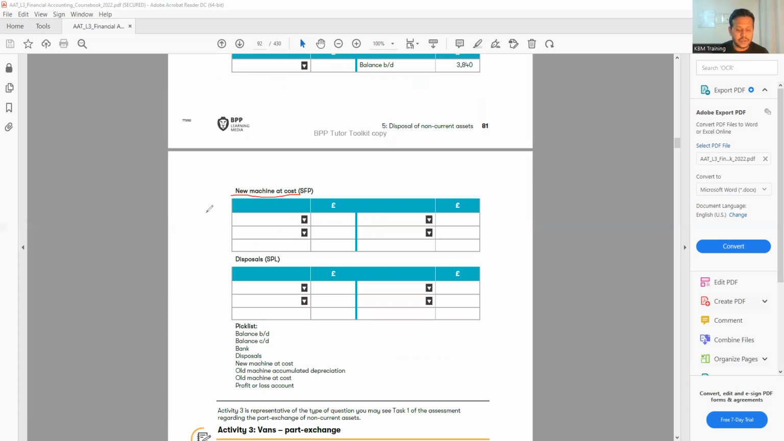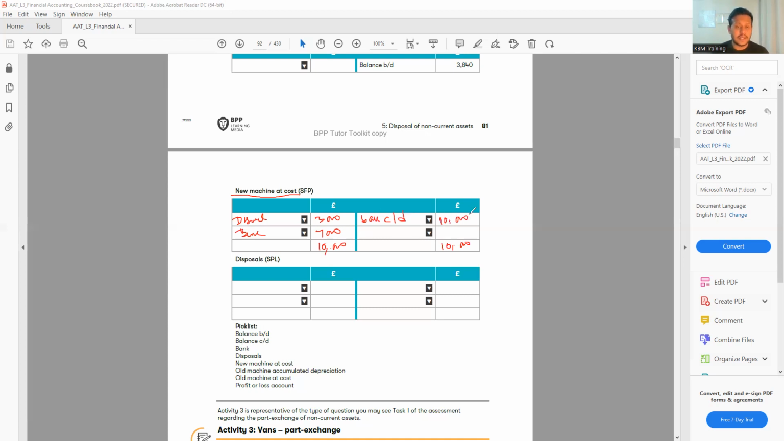On the debit side, we're going to write 2. One for the disposal. So by disposal of the old machine, we received 3,000 pounds. And also from the bank, we paid 7,000. So we said bank 7,000. So this is the total of 10,000. And this is our balance c/d. Balance c/d 10,000.